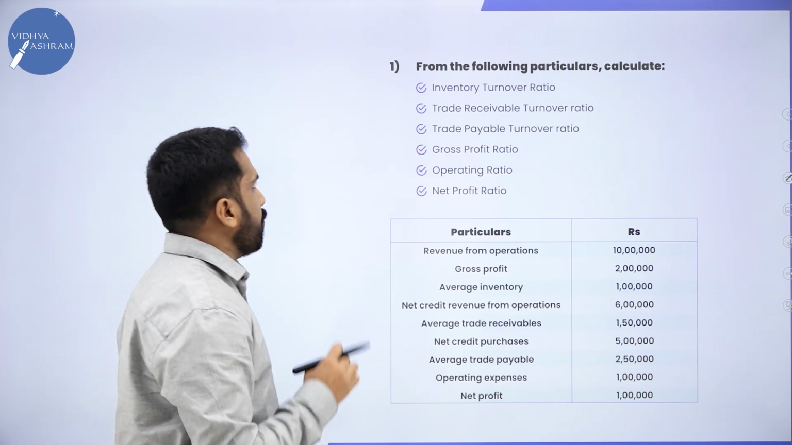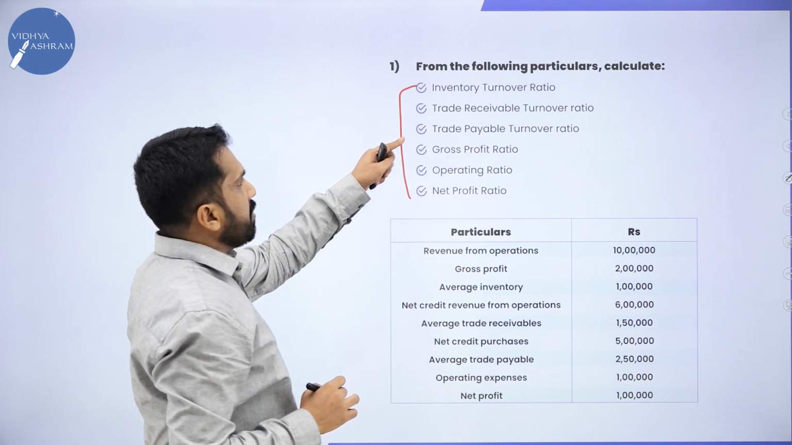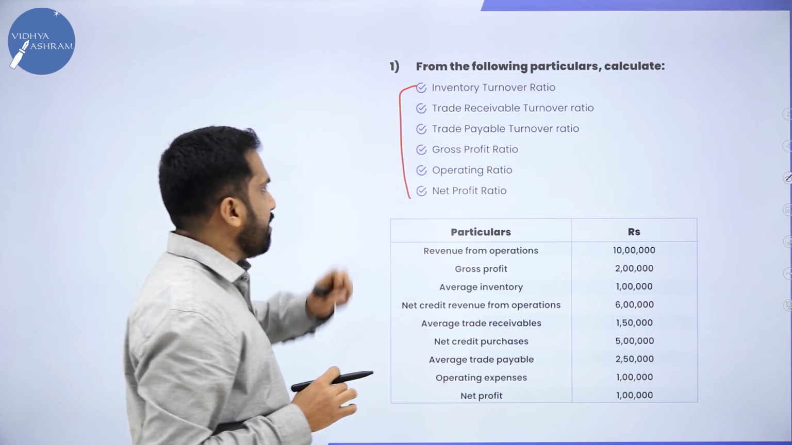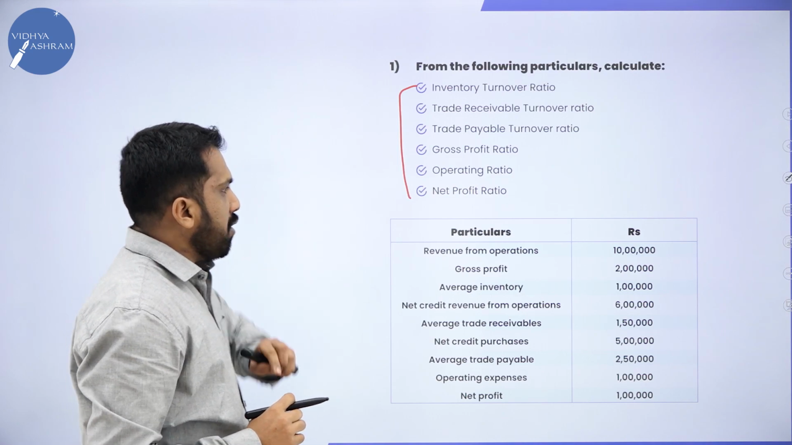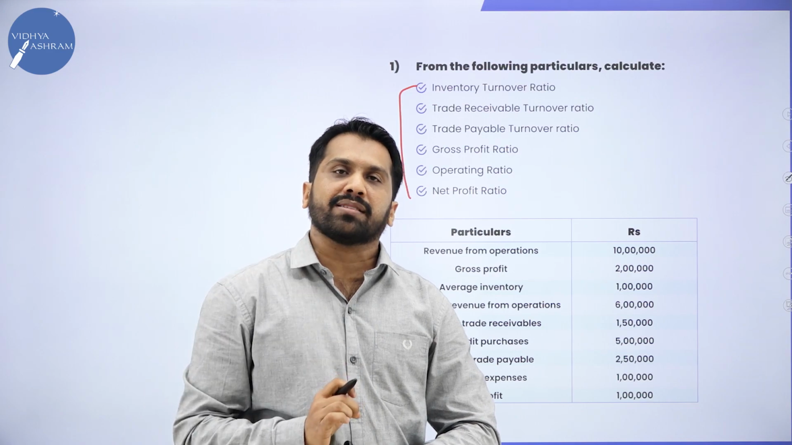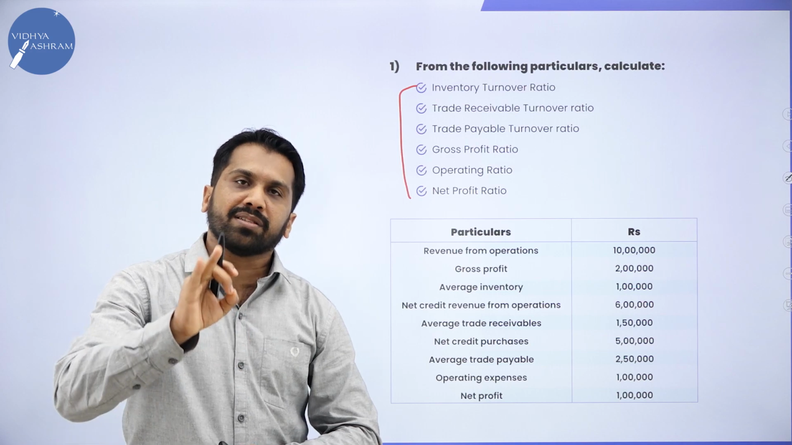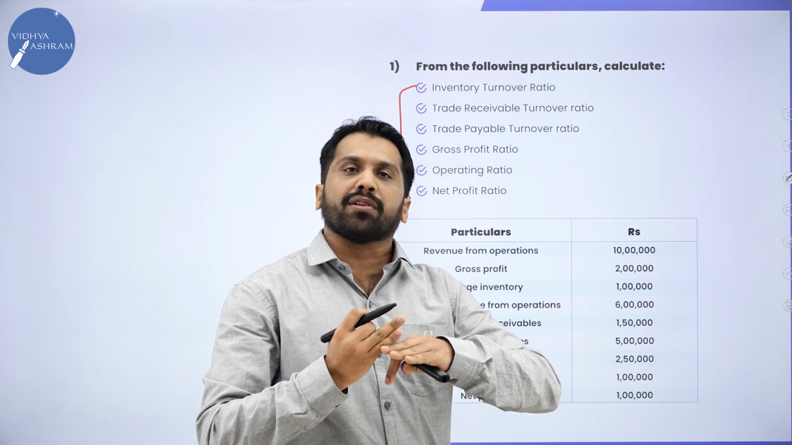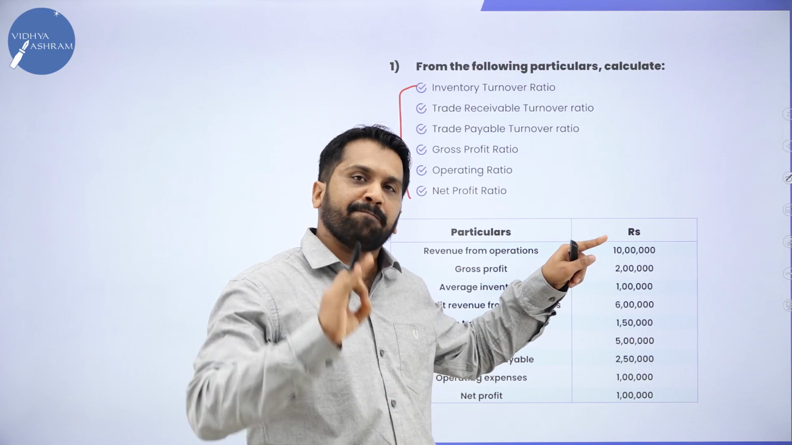This problem number 1, you have to find out a total of 6: inventory, receivable, payable, gross profit, operating as well as net profit ratio. Now, how many formulas do you have to learn? You have to learn a total of 6 formulas for 12 marks. Sir, it is difficult to learn 6 formulas. The answer is no. Why? Because for everything we have shortcuts. If you follow those shortcuts, it will be easy to remember all 6 formulas.